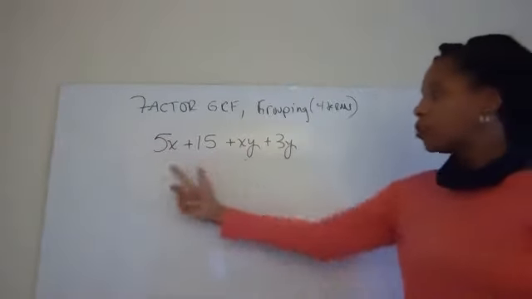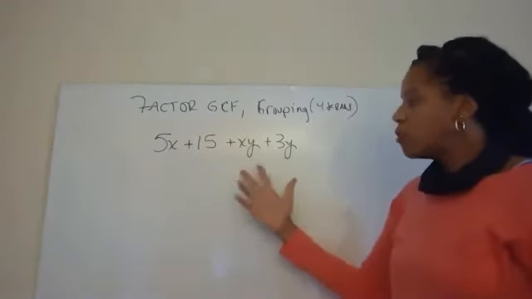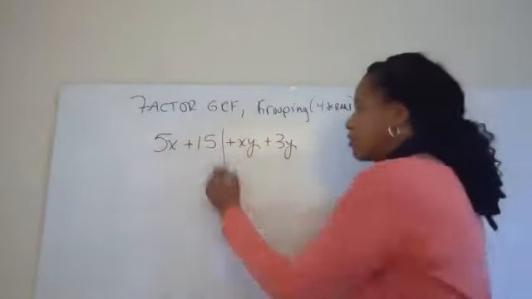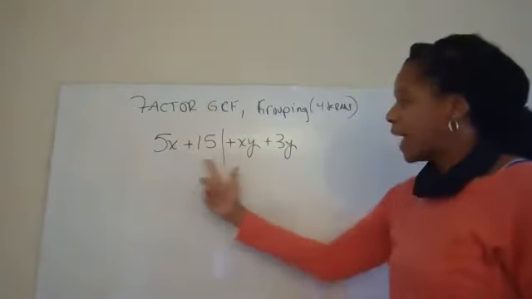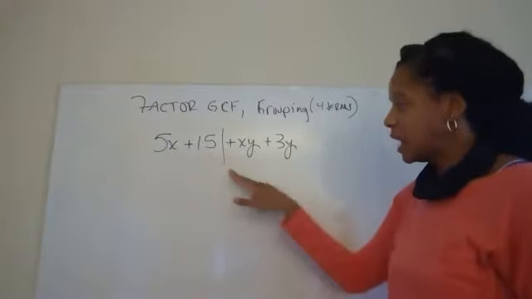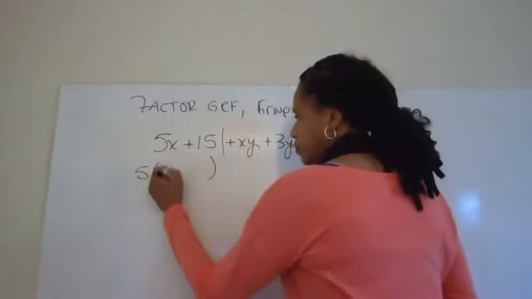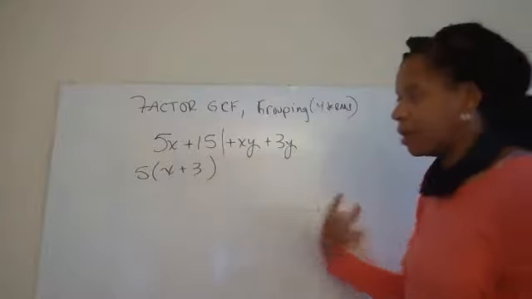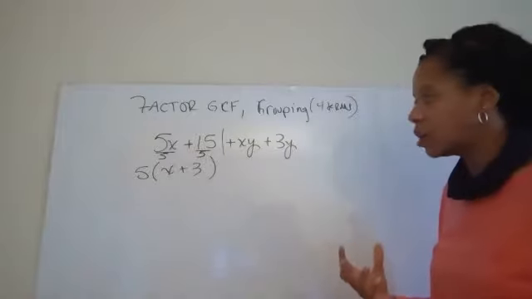So when we factor by grouping, we should always have 4 terms present. When you see your 4 terms, your first thing is always to split your problem in half. You basically put it into 2 groups. And then you're going to factor the greatest common factor from each group. So in my first group, I'm looking at 5x plus 15. So the GCF there is a 5. So when we factor 5 out, we are left with x plus 3. Remember, when you factor out the GCF, it's almost like you're dividing by that factor.